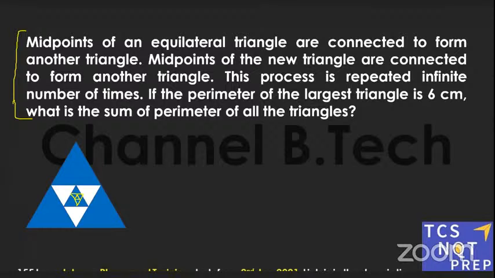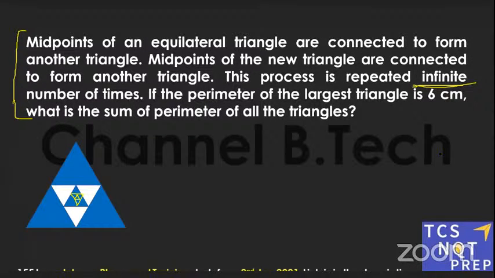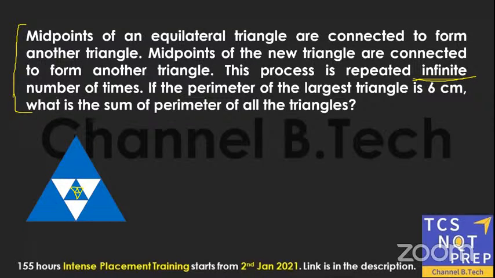In the question itself, you can see "repeated infinite number of times," right? So this is the keyword. You can consider this as an infinite series. Very good. Infinite series, right? Okay. What is the R value here? Now, the perimeter of the first, the largest triangle is 6. That means the side value is 2, right? Side value is 2.